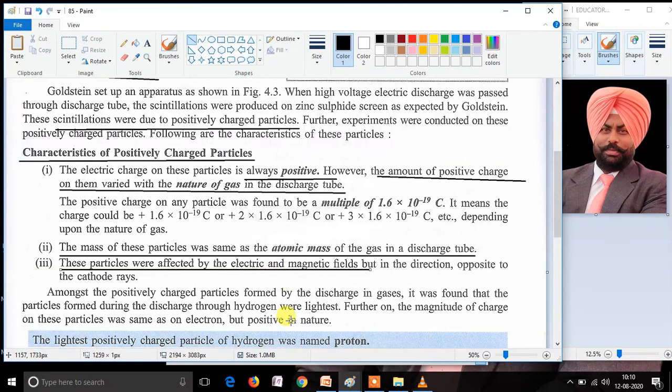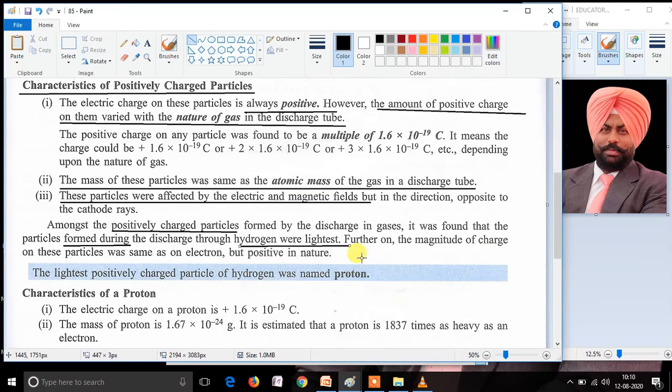It was also seen that among the different gases used in the discharge tube, the positively charged particles formed when using hydrogen gas were the lightest. It means that when hydrogen gas was used, the positively charged particles had the lightest mass. Later on, these positively charged particles of hydrogen were known as protons.